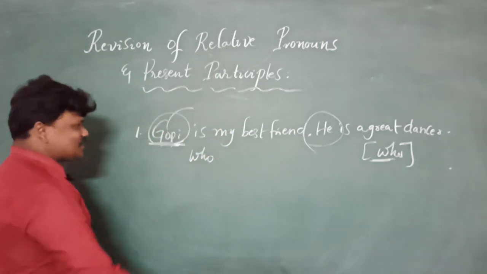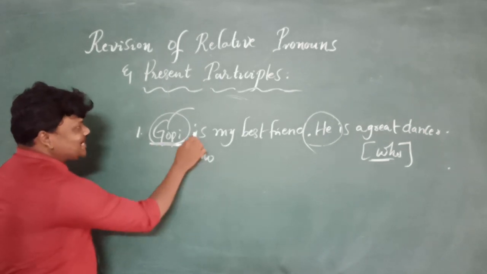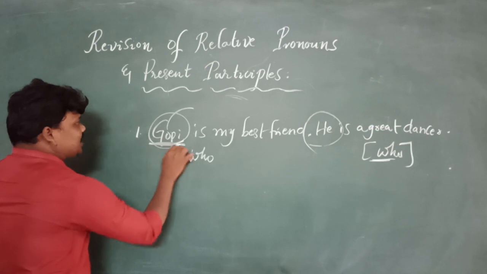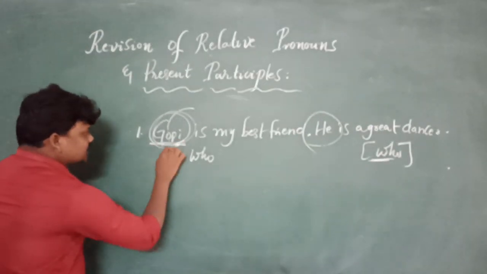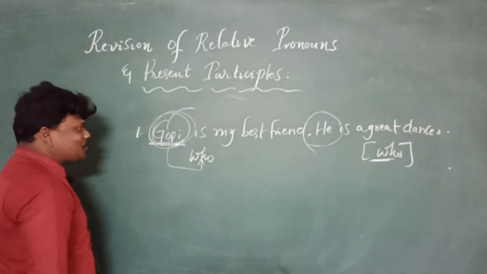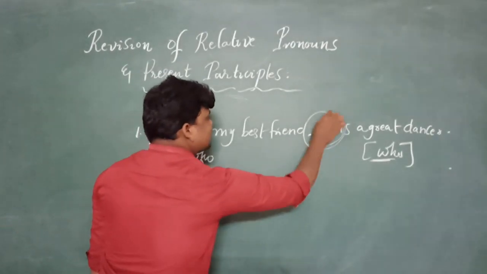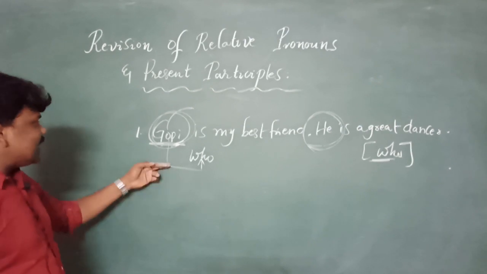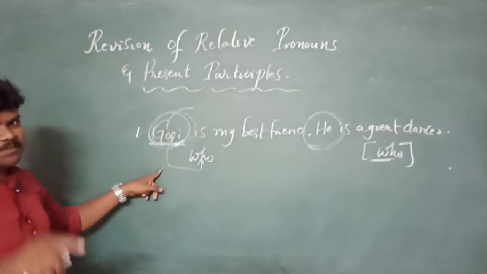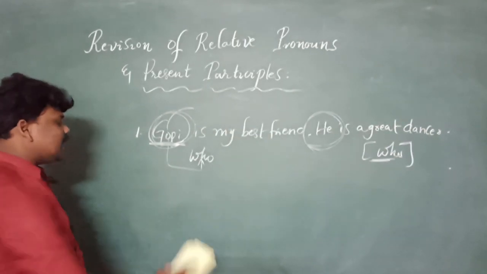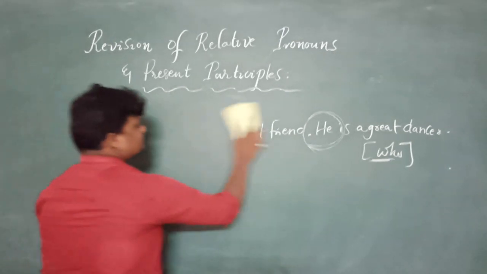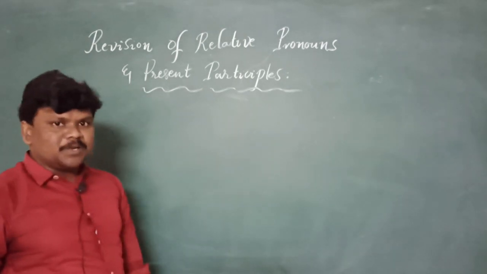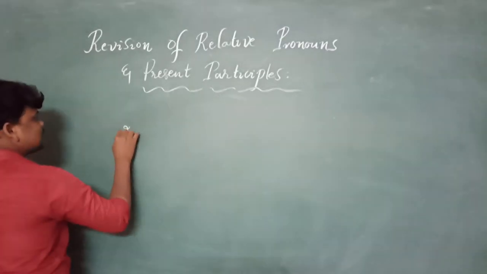Well, so the answer is Gopi, who is my best friend, is a great dancer. Very simple, my dear. So, identify the noun, and immediately after that noun write who, and the pronoun at the start of the second sentence should be removed. Hope you understand, right? This is called a relative pronoun, especially who. And let us conclude with one more example. Yes, second example.